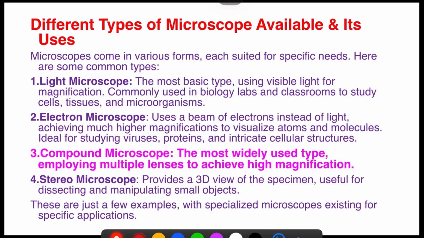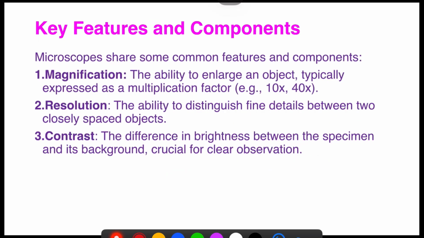Now there are different types of microscopes available. One is the light microscope, which is the most basic type. Second, the electron microscope. Third is the compound microscope, which we are using in our pathology section, and this is the most widely used type. It has multiple lenses to achieve high magnification. Fourth is the stereo microscope, which gives a 3D view of the specimen. So these are just a few examples of different types of microscopes.